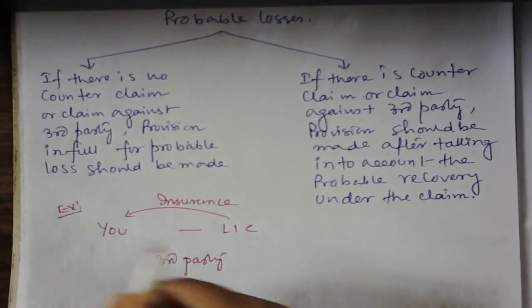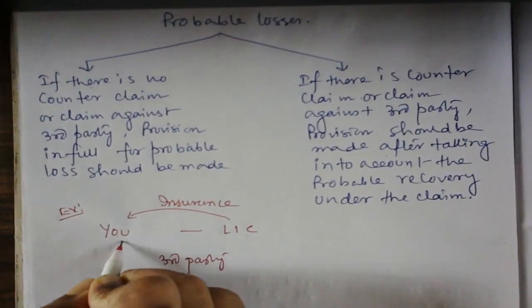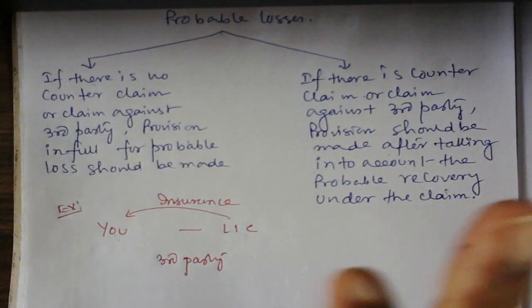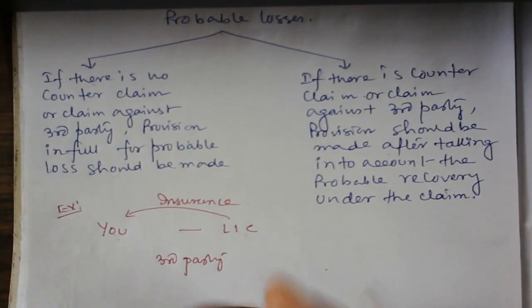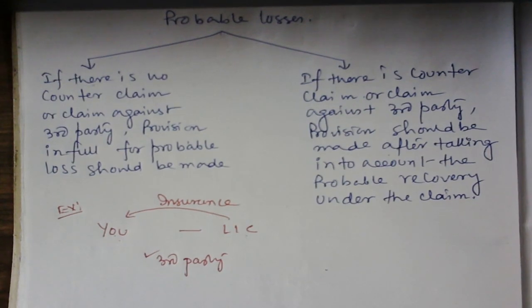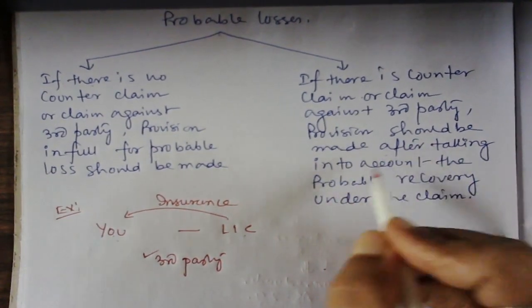When you took insurance from LIC and, let's say, suppose you are going to be hospitalized, or you have some small operation, okay? So LIC is not going to pay you the claim, rather the third party is going to pay the claim. When it is assured that the third party is going to pay you the claim, in this case you have to understand that provision should be made after taking the claim into account.